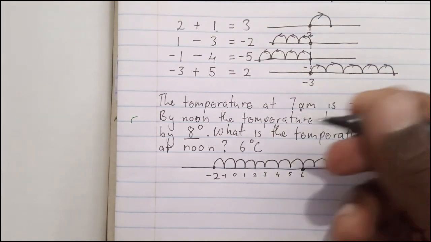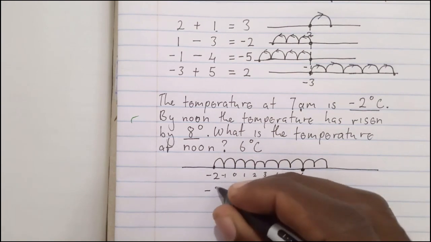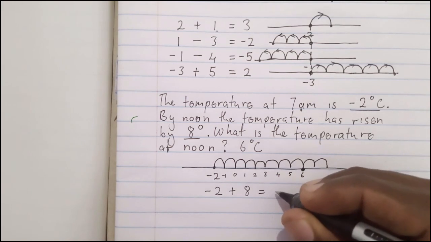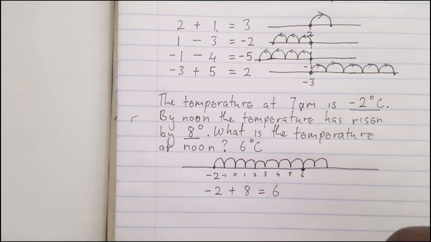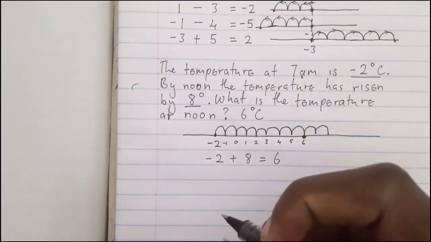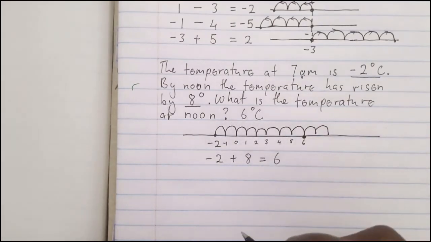Okay, now how do we write this mathematically? We'll simply write it as -2 plus 8 is equal to 6. Does that make sense? So remember, when your teacher tells you to use the number line to work out, you can use that. Now, for your little extra work, let's assume at noon the temperature was 6.